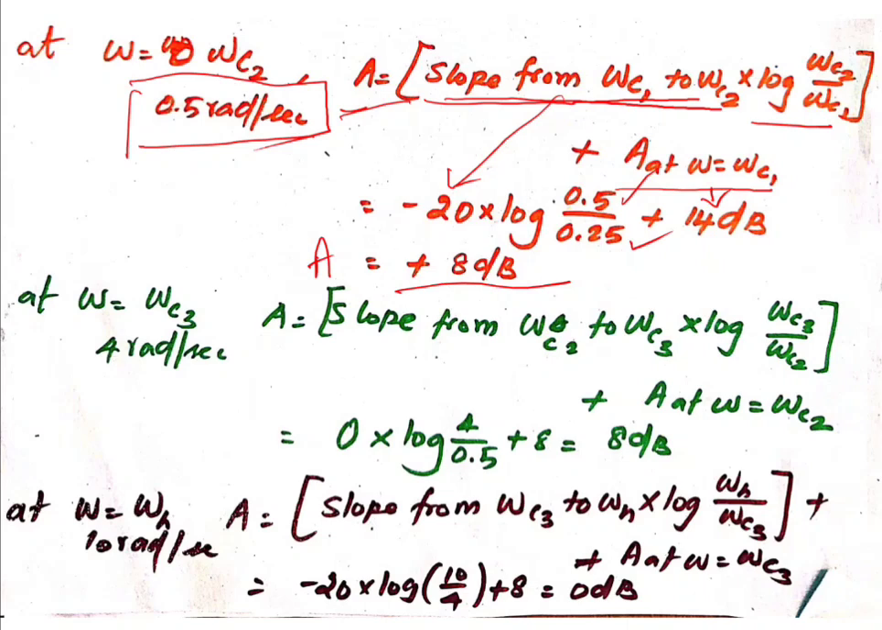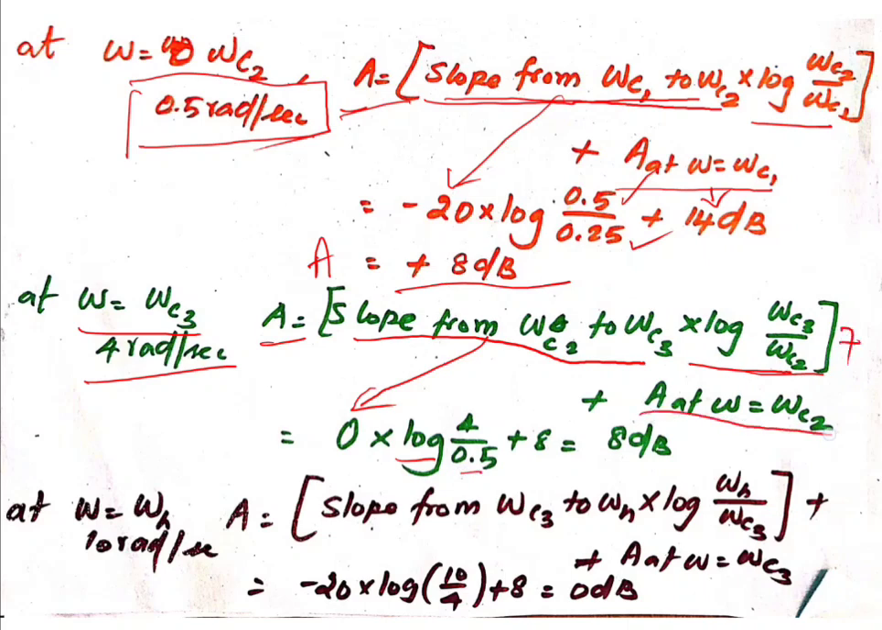Now we have to find the gain at omega is equal to omega c3, that is 4 radians per second. Here also there is a change in slope we have to consider. So A is equal to the slope from omega c2 to omega c3 into log of omega c3 by omega c2. This slope value is 0, and this is log 4 by 0.5, plus the gain at omega is equal to omega c2, which is 8 dB. So we have to include 8 dB. We get the result as 8 dB. We use a calculator to find the value of the gain.